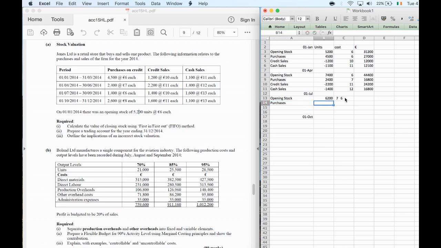So purchases then is 1.4 and I buy them at €6 each, so we have a different figure again for how much these things cost. And we have credit sales and we have cash sales. So credit sales is 1.4 and we sold at 10 each.